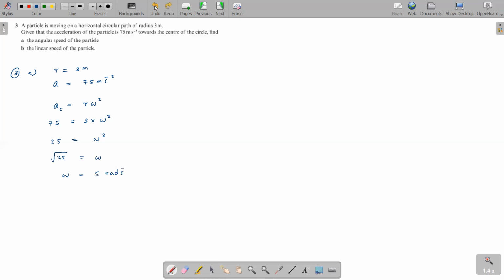So omega is equal to 5 radians per second. Okay.